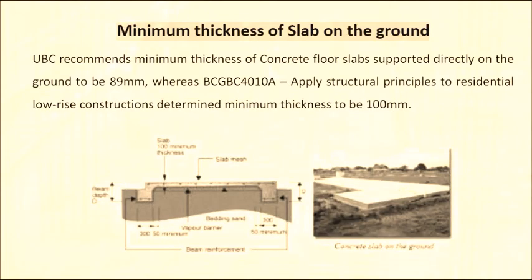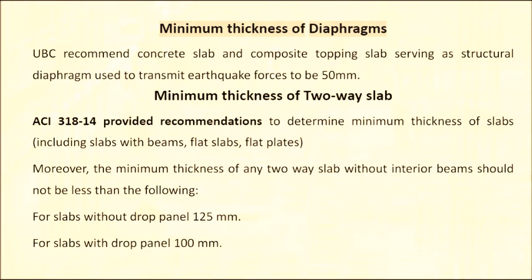Minimum thickness of slab on the ground. UBC recommends minimum thickness of concrete floor slabs supported directly on the ground to be 89 mm, whereas BCA, Building Code of Australia, and AS 4010, applying structural principles to residential low-rise construction, determined minimum thickness to be 100 mm. Minimum thickness of diaphragms. UBC recommends concrete slab and composite topping slab serving as structural diaphragm used to transmit earthquake forces to be 50 mm.